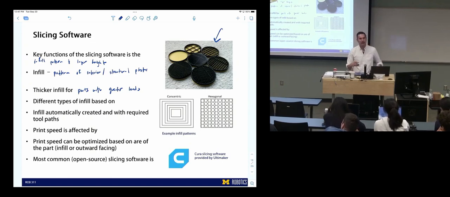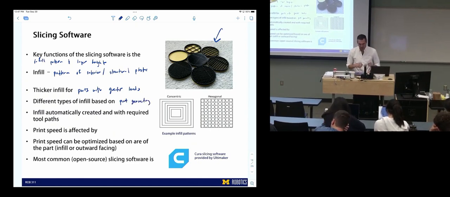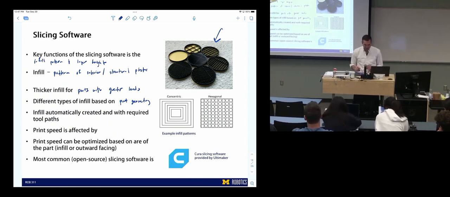And then the slicing software, so let's say you have your part. It's going to figure out how to do the infill based on what infill percentage you tell it you want. And then it's going to understand the geometry of that part and mix the infill such that it all connects and is structural. So there are different types of infill based on part geometry, and all this happens automatically. So it creates infill in addition to the toolpaths to create the infill. It also specifies the layer height.